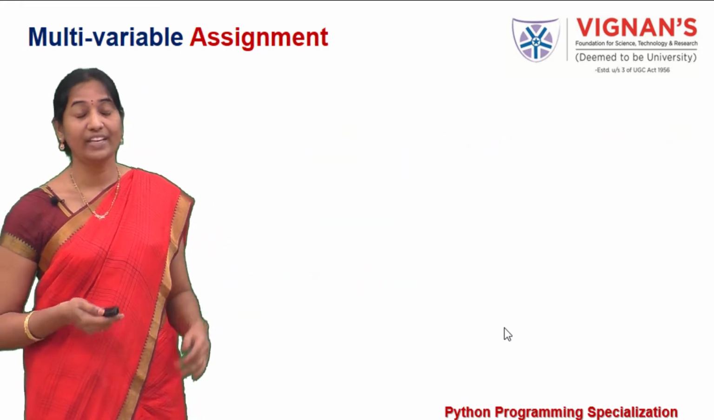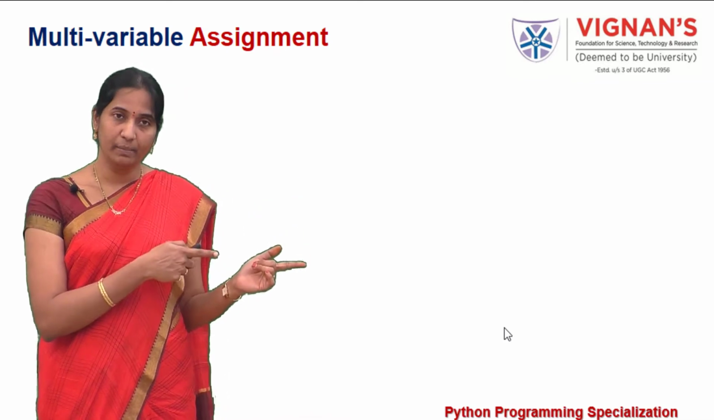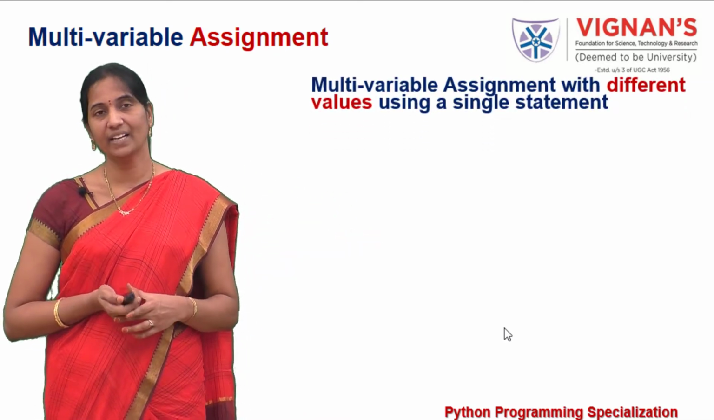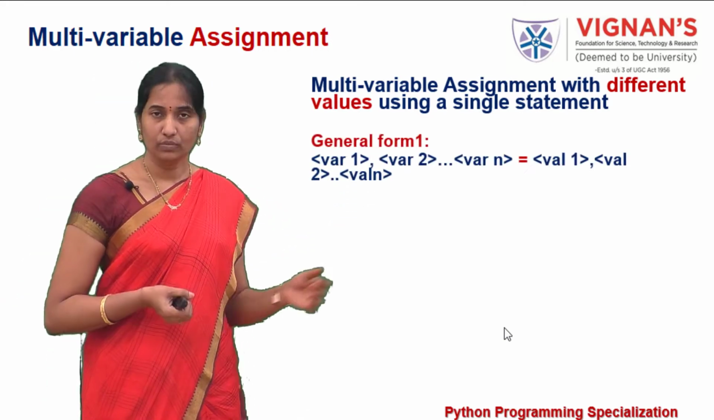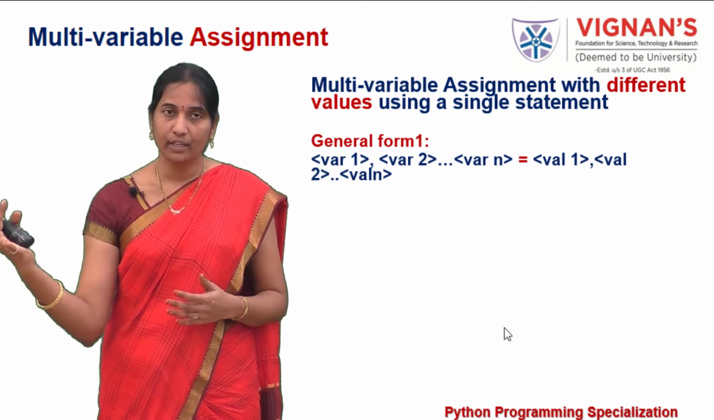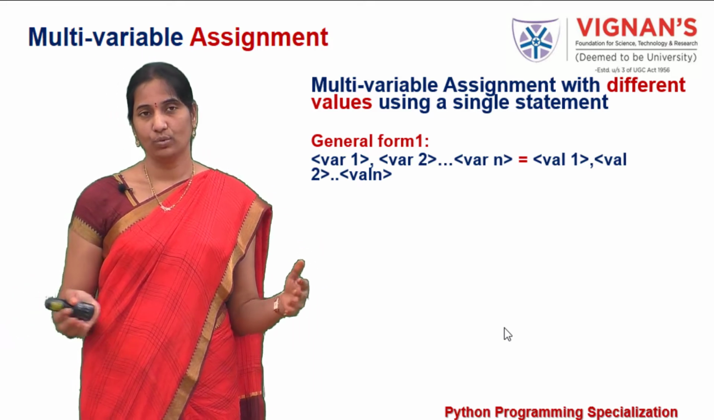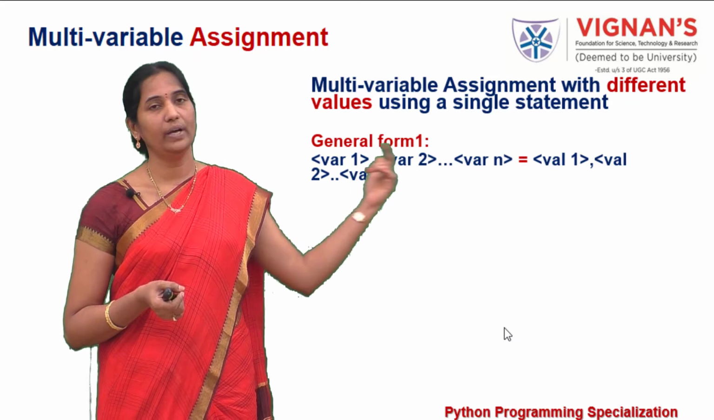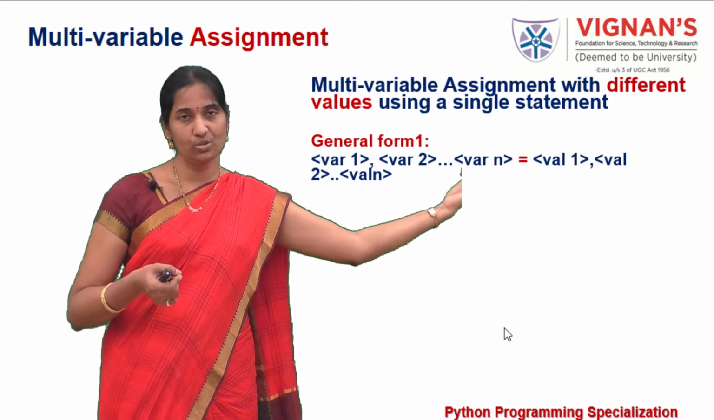Now let us see how we can assign different values to different variables using a single statement in Python. Python supports that, and there are two different forms. First consider the first form. You can observe this general form, which allows you to assign multiple values to multiple variables using a single statement: variable 1, comma, variable 2, comma, variable 3, and so on, variable n, equal to value 1, value 2, and so on, value n.